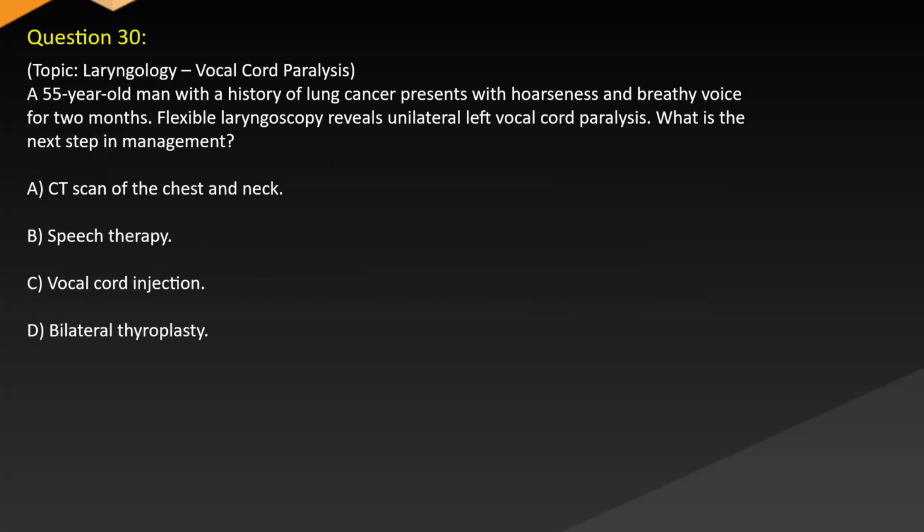Question 30. Topic: Laryngology. Vocal cord paralysis. A 55-year-old man with history of lung cancer presents with hoarseness and breathy voice for 2 months. Flexible laryngoscopy reveals unilateral left vocal cord paralysis. What is the next step in management? A. CT scan of the chest and neck. B. Speech therapy. C. Vocal cord injection. D. Bilateral thyroplasty.